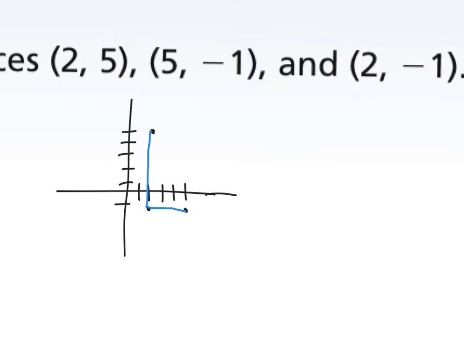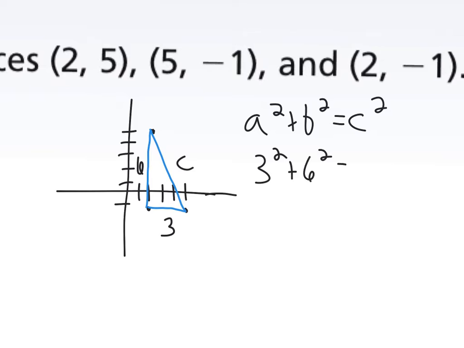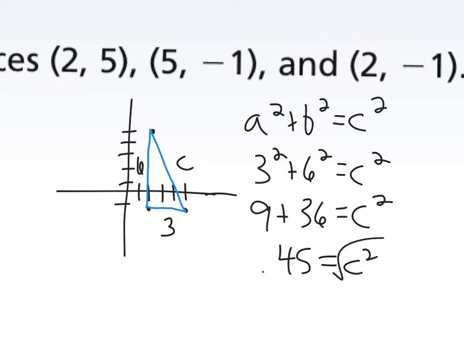It might be easier on graph paper to tell how many squares you have in between each thing. But this would be 3 units, and this would be 6 units. And we have to find that hypotenuse again. So 3 and 6 are the legs, trying to find the hypotenuse. 3 squared is 9, 6 squared is 36. Add those together is 45. And then take the square root.